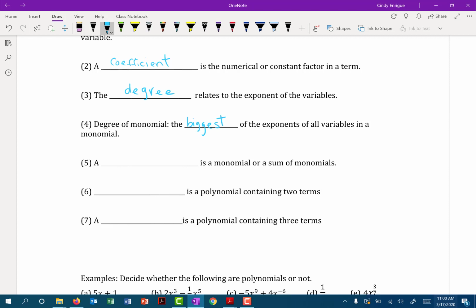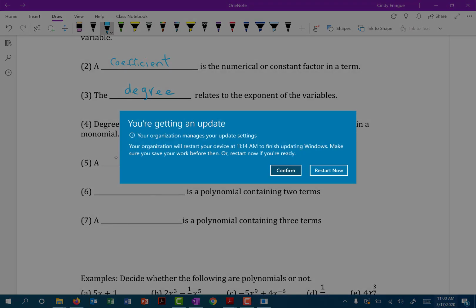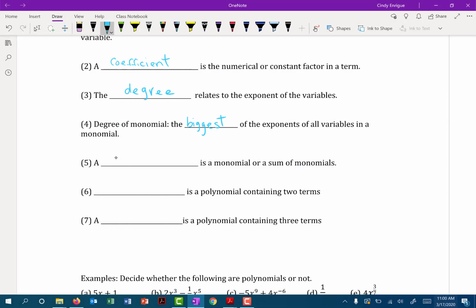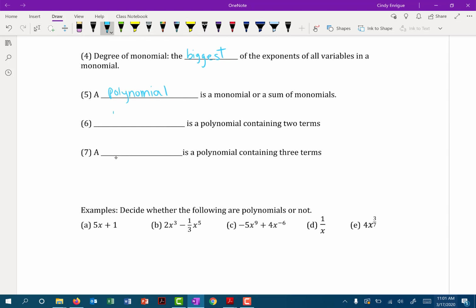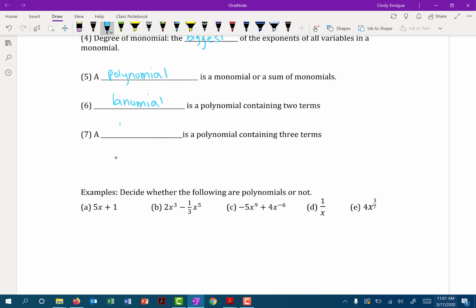A blank is a monomial or a sum of monomials. Sorry about that. A monomial or a sum of monomials is a general term for polynomial. And if the polynomial has two terms, it's called a binomial. If a polynomial has three terms, it's called a trinomial. And that's for our vocabulary words.